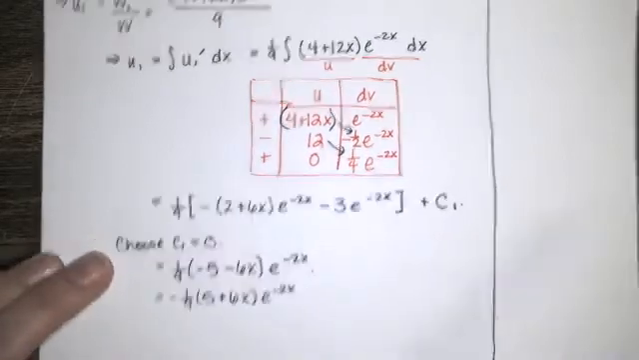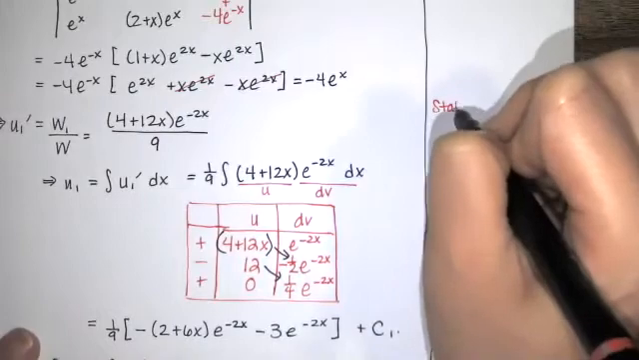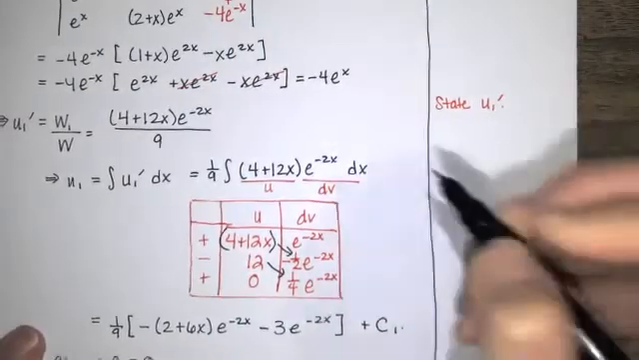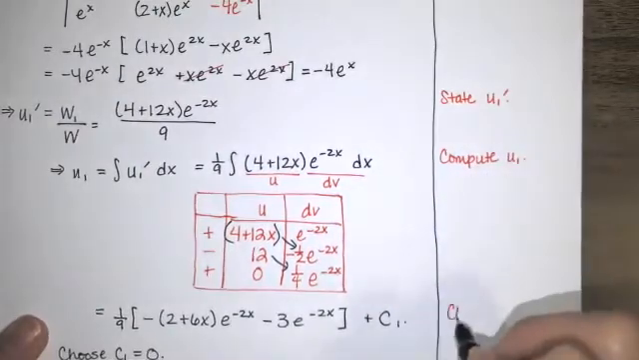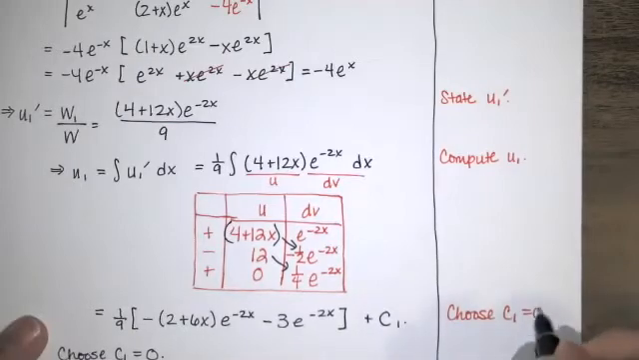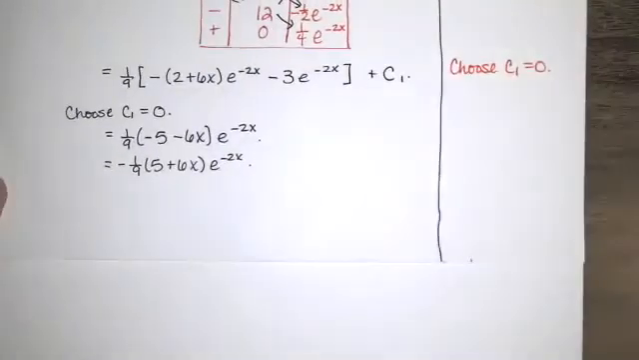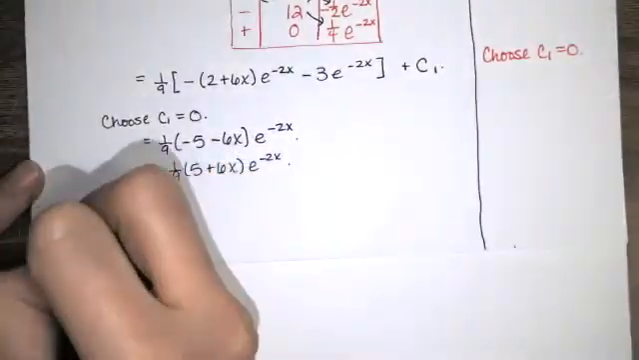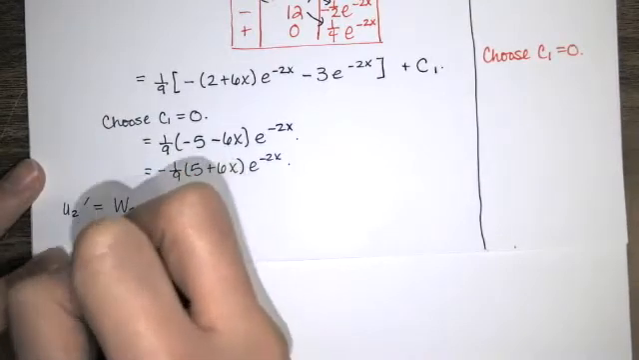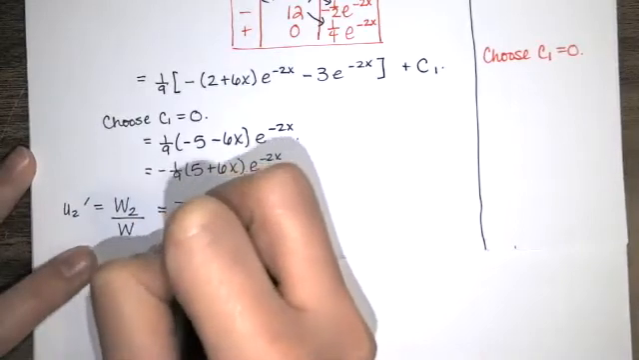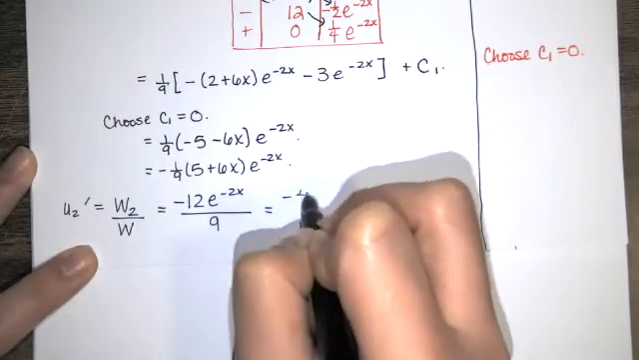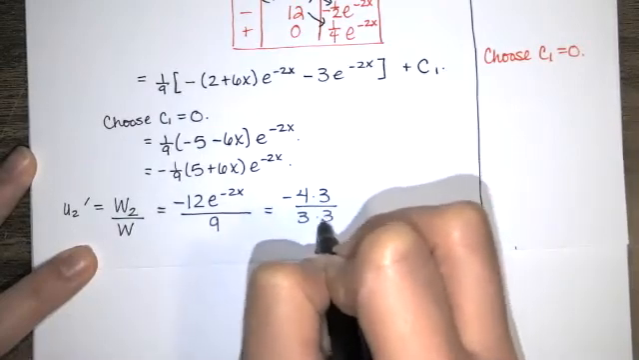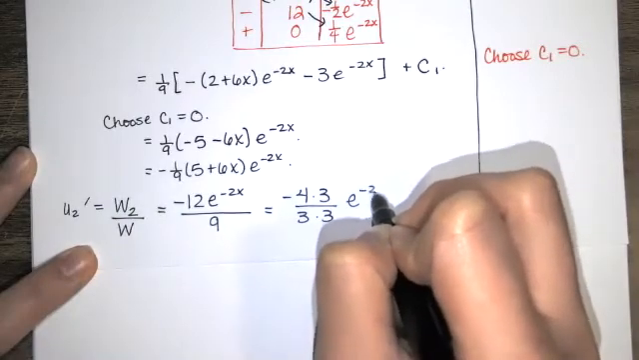Okay. So we state the formula for u sub 1 prime, and then we compute u sub 1, and we choose the constant of integration to be 0. And now we're going to do the same thing for u sub 2. U sub 2 prime is equal to W2 over W. Now W2 is -12 e to the -2x, and W is 9. So that's -4 times 3 over 3 times 3 times e to the -2x.